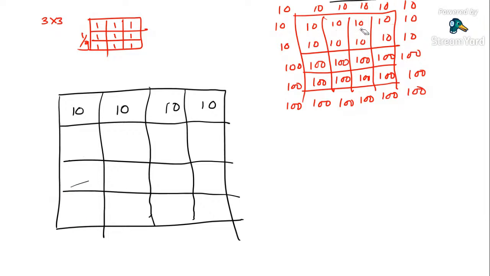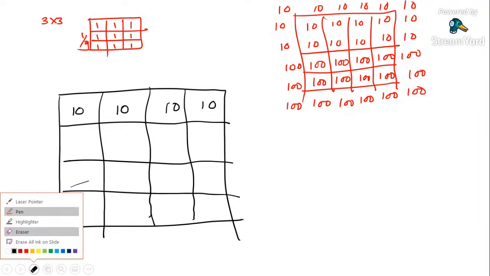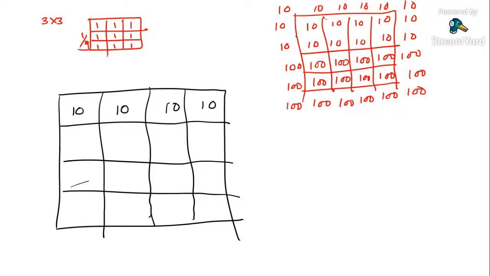Now after this, the mask will come to the next line, means the next row. So the mask will be like this. What is the addition? 10, 10, 10, 30, 60, 60 plus 300, 360, correct? 360 divided by 9, 40. So this will become 40.